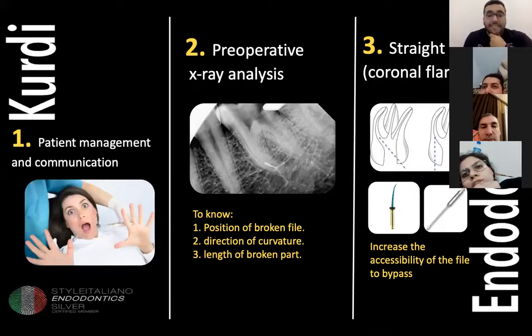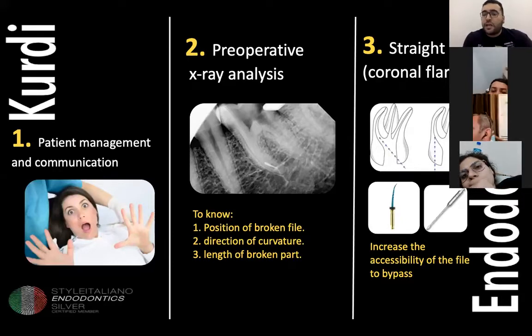The second step is to make an analysis. Indeed, if you have a CBCT, it will help you to know a lot of things. Even if you have only 2 dimensions, you can know from the X-ray the position of the file, the direction of the curvature, the length of the broken or separated file, and you can also know the inner curve and outer curve. You can know the diameter of the root canal. You can know a lot of information from the preoperative X-ray that you are starting with.